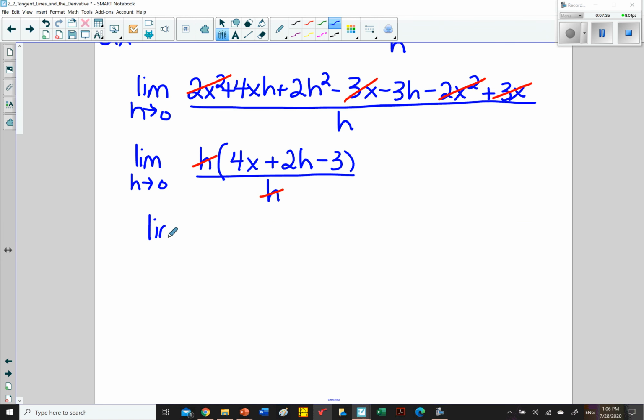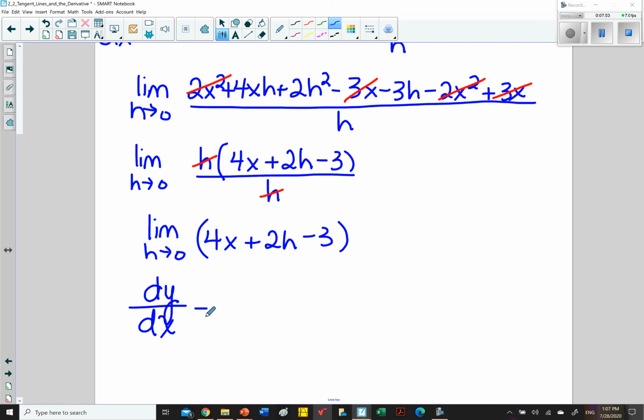So I'm looking at the final expression here, 4x plus 2h minus 3. So applying the limit definition by substituting 0 right here, we're going to get the derivative of y with respect to x as h goes to 0 is 4x minus 3. No mistakes in that one.